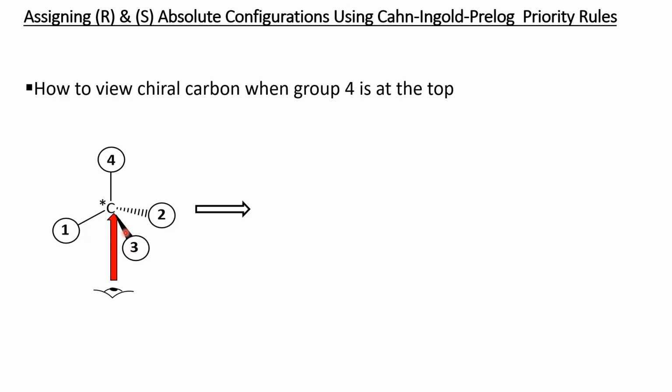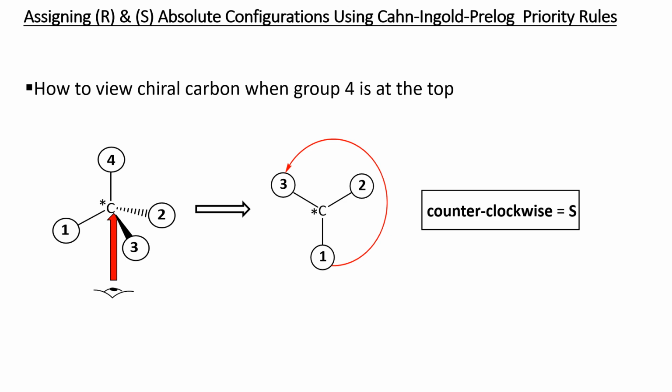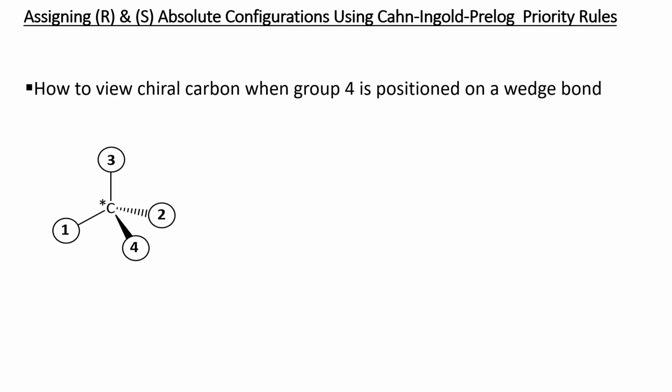Redraw this structure by placing group 2 to your right and group 3 to your left, while group 1 is pointing to the bottom. Then draw an arrow connecting groups 1, 2, and 3, which will result in a counterclockwise direction, giving you an S-absolute configuration. Here is another example, but in this case, group 4 is placed on a wedge bond.